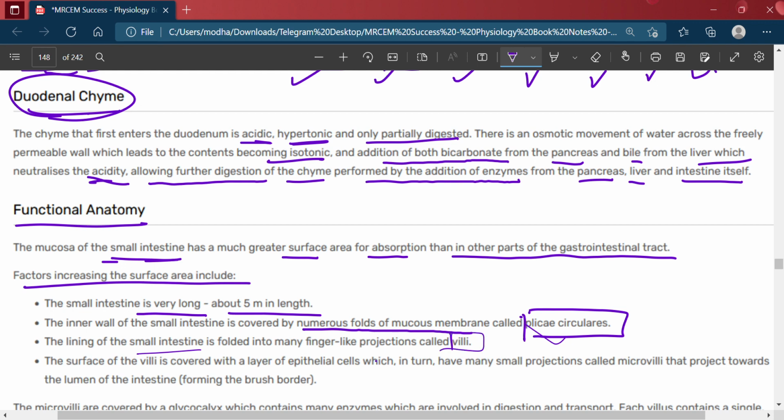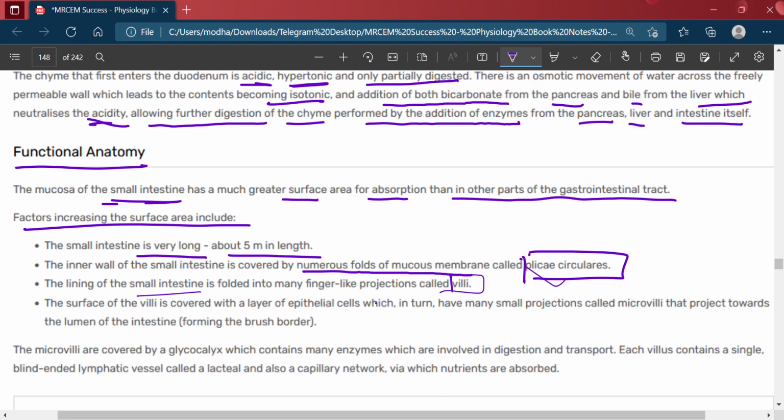The surface of the villi is covered by a layer of epithelial cells, which in turn have many small projections called microvilli that project towards the lumen of the intestine, forming the brush border.